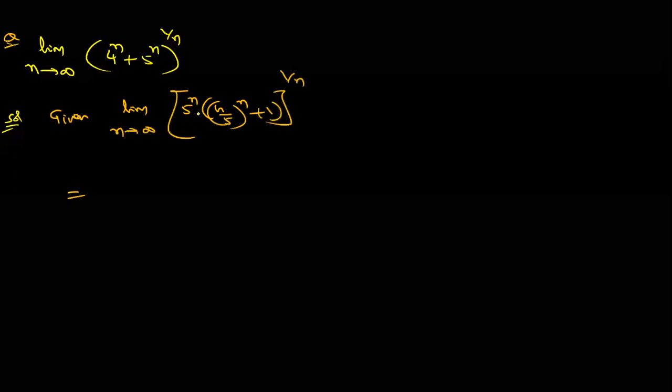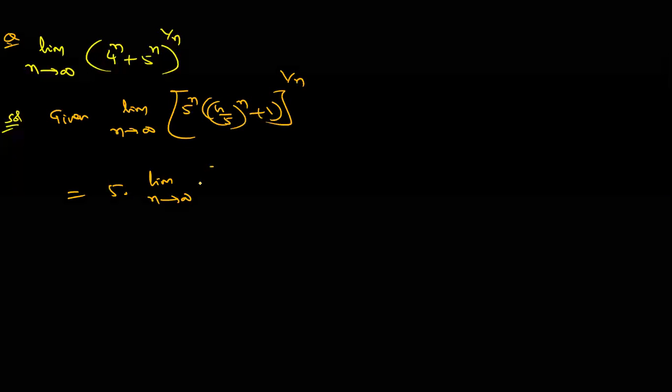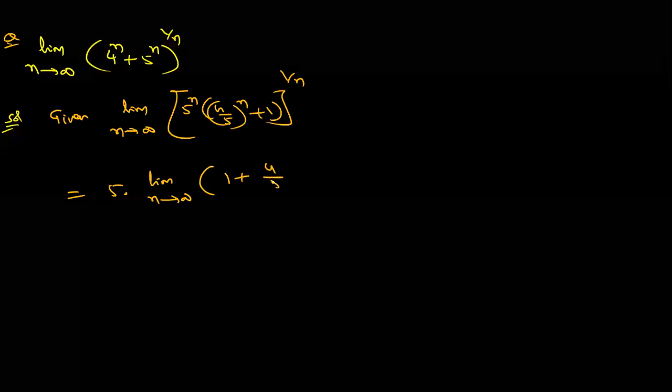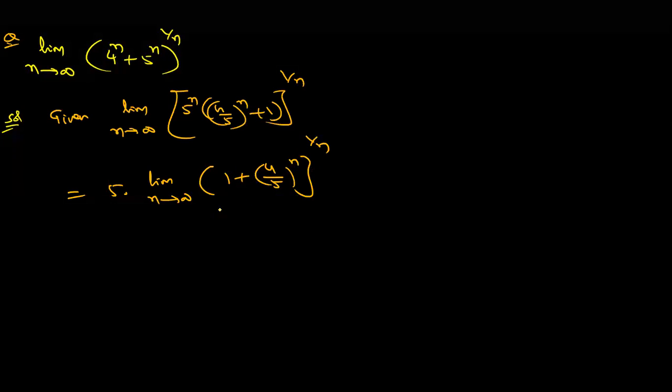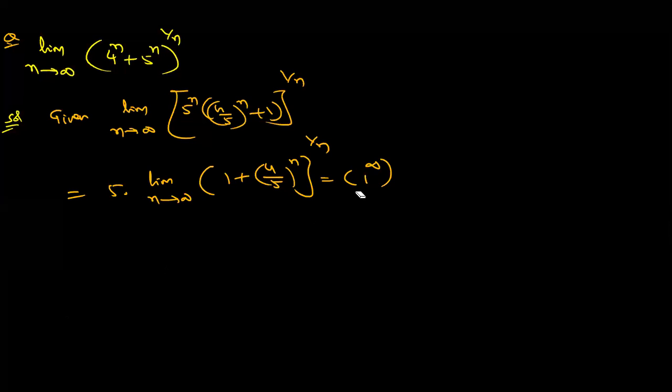That means 5 is the constant. 5 into, because n and 1 by n cancel, limit of 1 plus 4 by 5 whole power n. What are you observing in this case? It is in the form of 1 power infinity. Is 1 power infinity coming as the answer? No. So what formula is coming? Let us see.